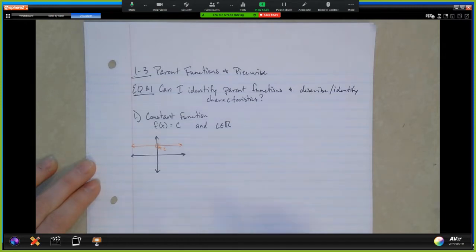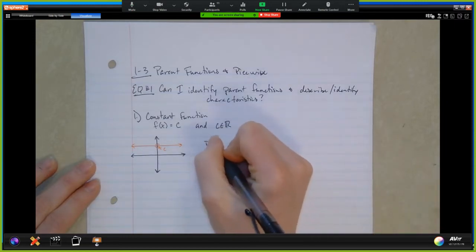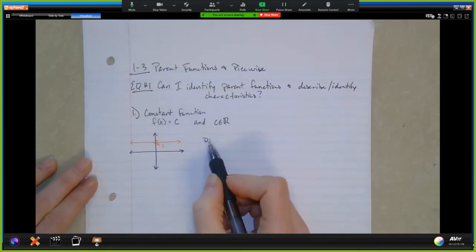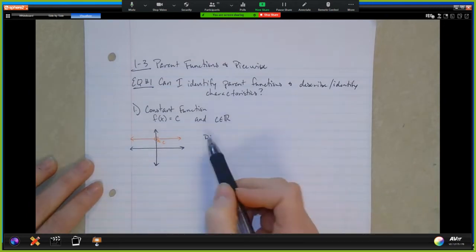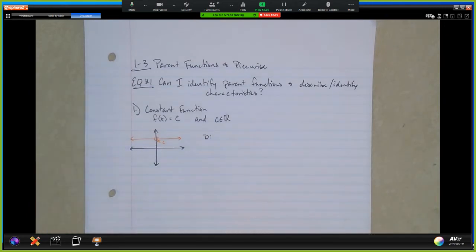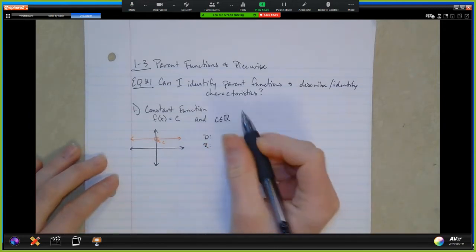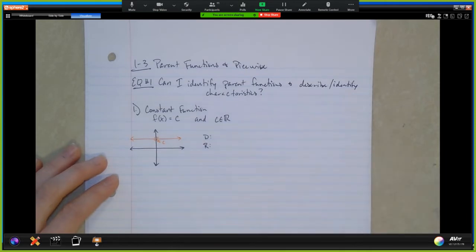Okay, the characteristics that we're going to be identifying about all of our parent functions are domain, range, intercept, we're going to talk about symmetry, continuity, end behavior, and increasing or decreasing. So a couple different pieces. If we think about domain, that's a review from section 1 and section 2 already. What x values would a constant horizontal line cover? How would you guys describe that domain? Would it be negative infinity to infinity? Negative infinity to infinity, yep.